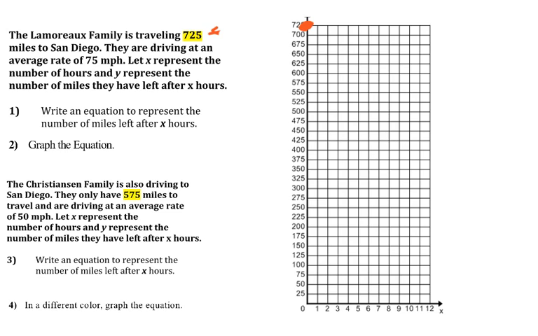Now think about this. As they drive, are they going to get closer to San Diego, so they're going to have fewer miles left to go? Or are they going to get further away from San Diego? Well, they're going to get closer. And so like if they drive for a couple of hours, well, let's just say 1 hour, they're going to go from having 725 miles, they're only going to be 650 miles because they're going 75 miles an hour. So what does that tell me about the slope of that line?